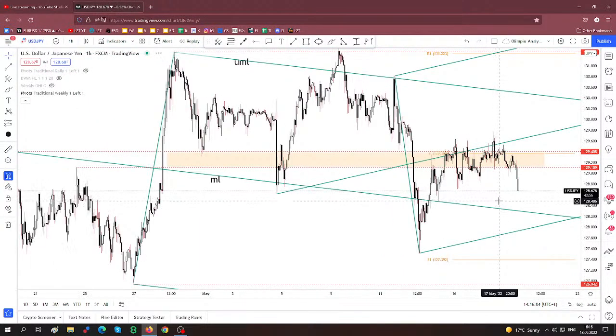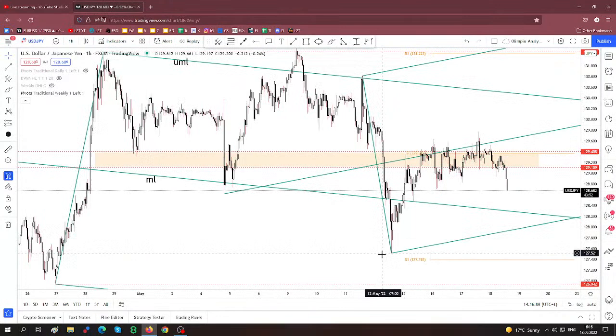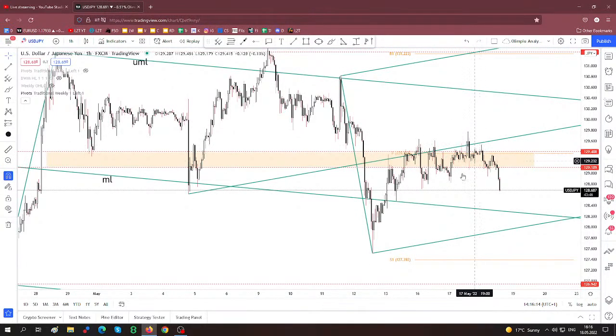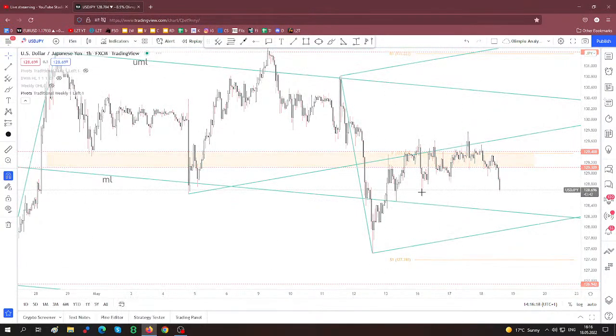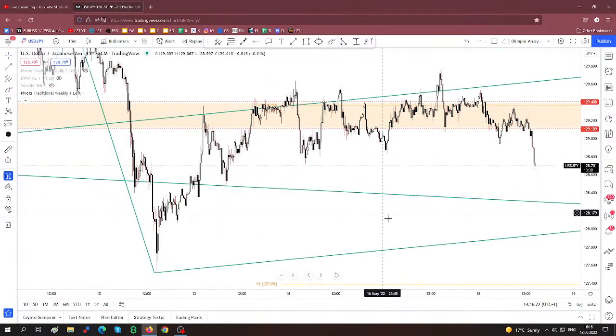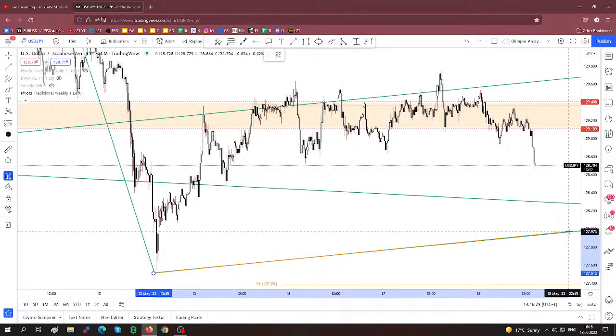And yeah, I've talked about this resistance zone, former support 129.10, 129.40, medium line here as well. Maybe I've missed an opportunity here. And I'll draw an inside sliding parallel line here.